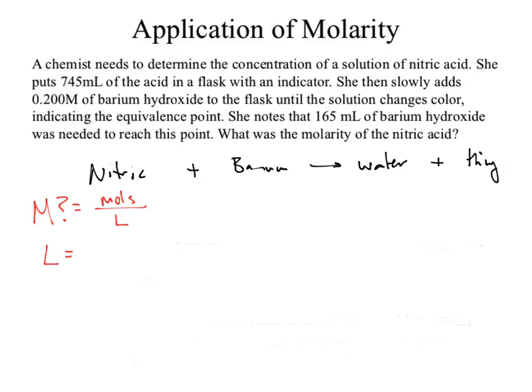So what could I do? Let's see if the question tells me the liters of nitric acid. Does it tell me the liters of nitric acid? It tells you in milliliters. It tells me the milliliters. So I don't have a direct equality here, but I have a volume. I have something that I could convert or work with. What is the volume for my nitric acid? So 145 milliliters? It says 745 milliliters of acid is added to the flask.